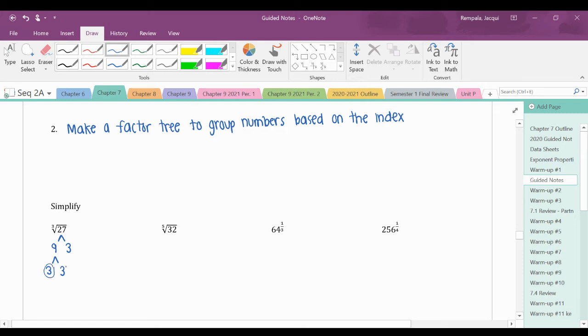So I'm always going to then end up circling my prime numbers. So notice that there are 3 circled numbers. I cannot extend this factor tree any further. But once again, notice that the number that I have for my index is a 3.